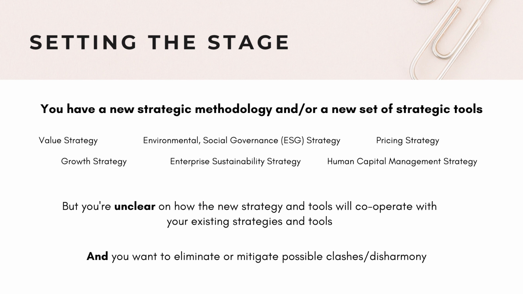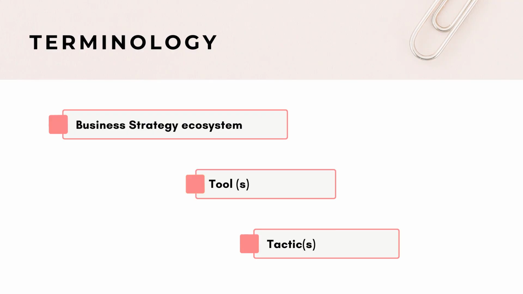However, you've got this new wonderful thing, but you are unclear on how the new strategy will be playing or will cooperate with the rest of your existing tools and strategies. And on top of that, you're wanting to eliminate or mitigate any chances of possible disharmony within your strategies and your tools, both new and existing. This is a relatively easy fix, but first we need to get familiarized with the terminology that I'll be using for the rest of this episode, which is effectively the business strategy ecosystem, tools, and tactics.